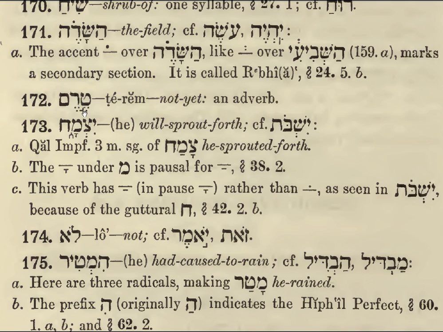Terem, not yet. It's an adverb. Yitzmach, will sprout forth. Kal, imperfect, third person masculine singular of tzamach, he sprouted forth. This is a pausal form. It's got the etnach here. And so this vowel is lengthened. Yitzmach. It's made heavier.